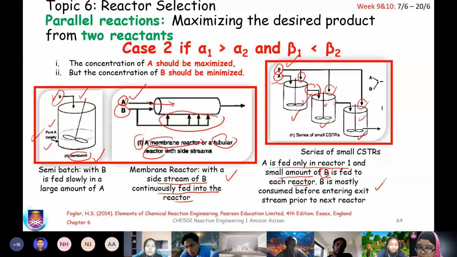All right. Okay, here the semi-batch, the B is fed slowly into a large amount of A, meaning why large amount? Because the A is pure A and B is fed slowly, yeah, to the reactor. Meaning, in other words, it could be a certain concentration but adding at different times slowly with a low flow rate. Then the concentration of B is maintained to be lower than the concentration of A.